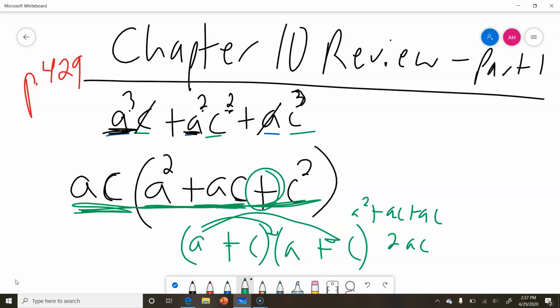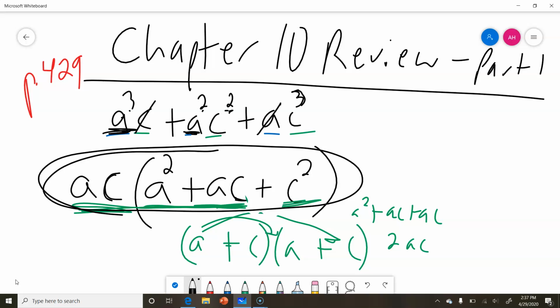So what that means is I've done as much as I can do, and I can erase this mark here, and I can actually just leave it. This right here is my final answer because there's nothing that will factor this term. So that right there is my final answer. Okay, let's do another one.